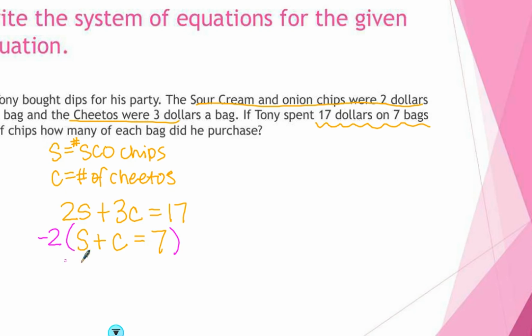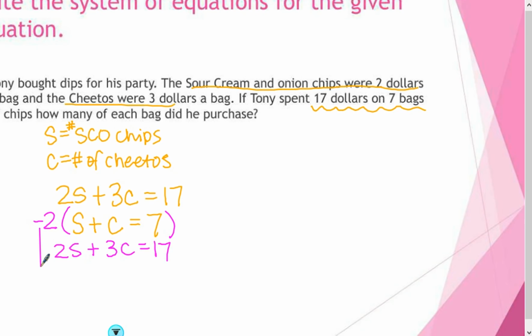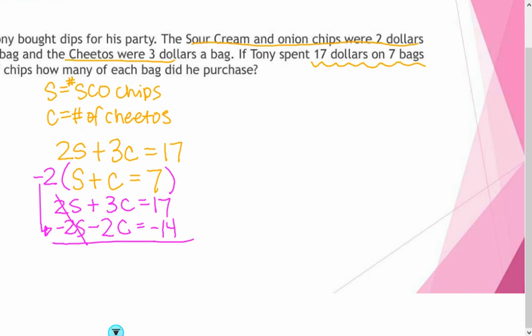So my new equation, I'm going to rewrite the top one. So here's my top equation. And here's going to be my new equation. -2 times S is -2S. -2 times C is -2C. And -2 times 7 is -14. I eliminated my S variable. I'm left with 1C. 3C minus 2C is 1C. 17 minus 14 is 3. That means he bought 3 bags of Cheetos.